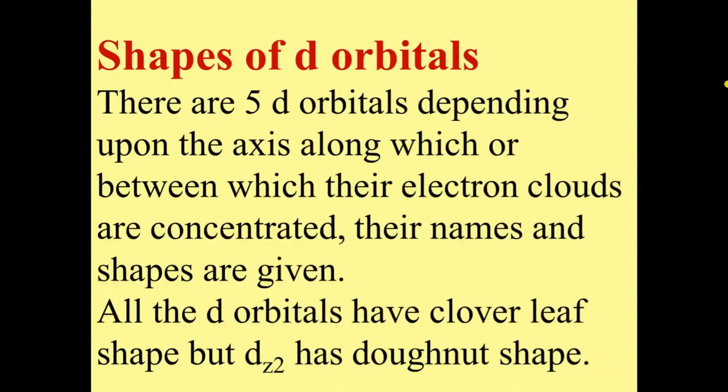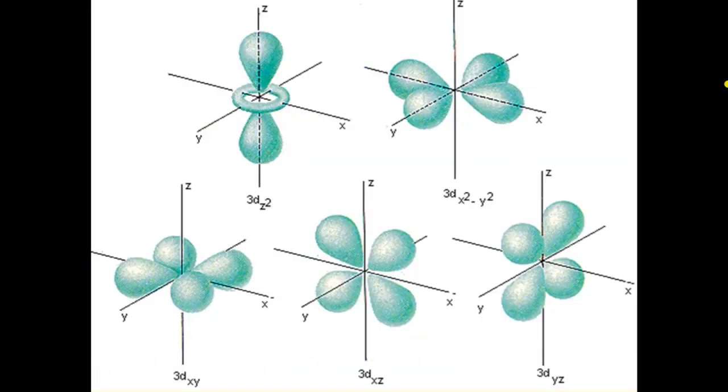Now next is the shapes of d orbitals. There are 5 d orbitals depending upon the axis along which or between which the electron clouds are concentrated. Their names and shapes are given. All the d orbitals have a clover leaf shape, but dz square has a donut shape. So you can see here in the diagram the shapes of the 5 d orbitals.